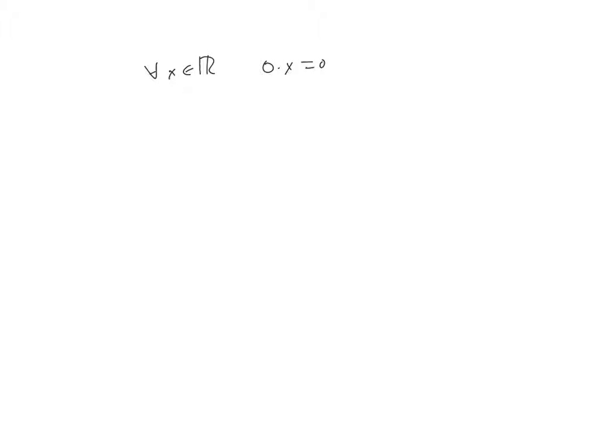We can write this. So 0x is equal to, well, this (0 plus 0) times x, because I can use the distributive property and 0 plus itself is just 0. But the right hand side is then equal to 0x plus 0x. But then I can cancel these two, and I just get that 0 is equal to 0x. Since x was arbitrary, this holds for every real number.